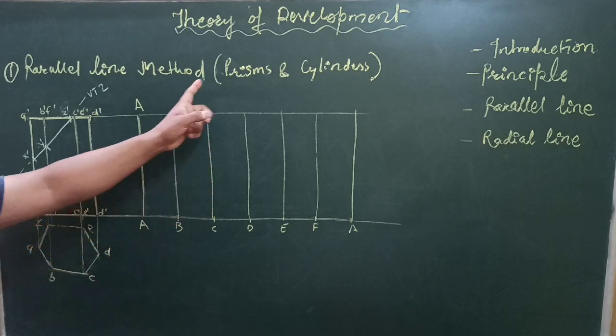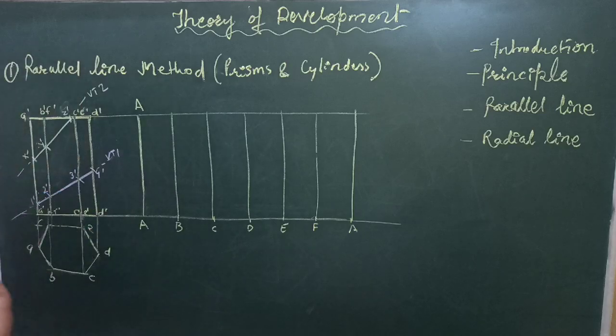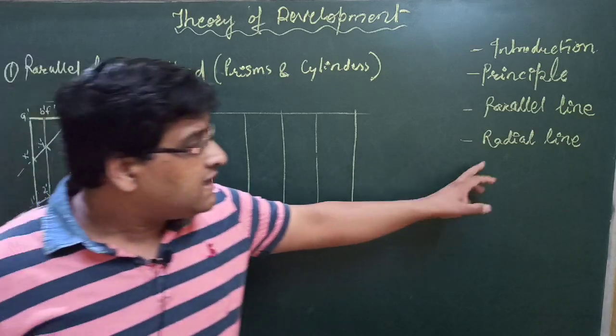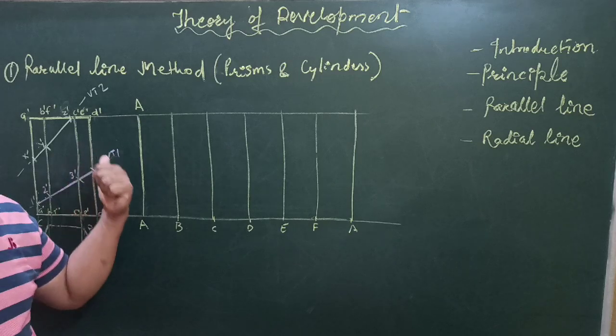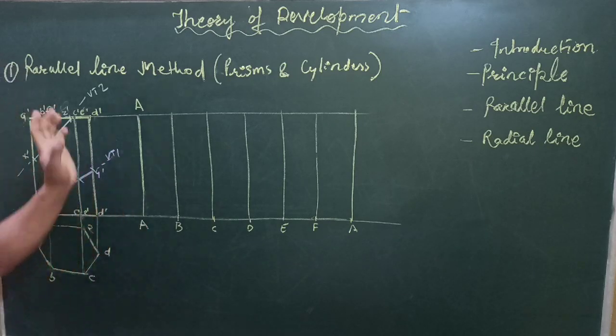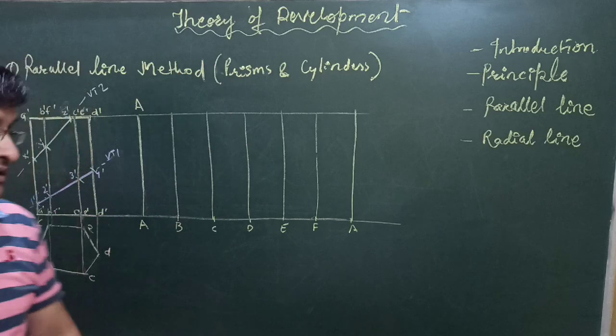Parallel line method is used for prisms and cylinders, means for those solids which have the front view as a rectangle. When we talk about prisms, the front view is always a rectangle. When we talk about a cylinder, again a rectangle is formed there. In case of cones and pyramids, we go through the radial line method, for which the front view is a triangle. So let us first talk about the parallel line method.